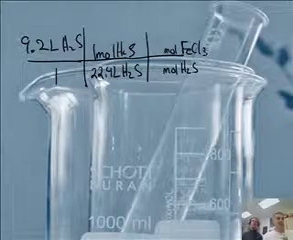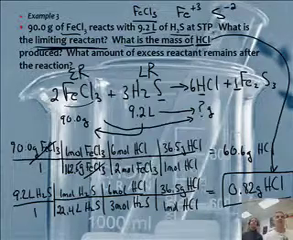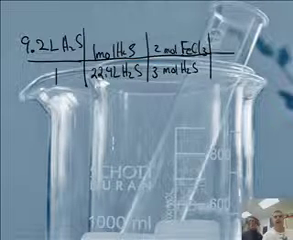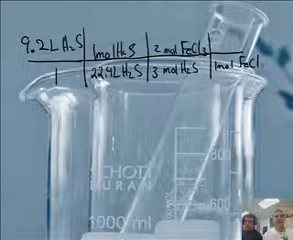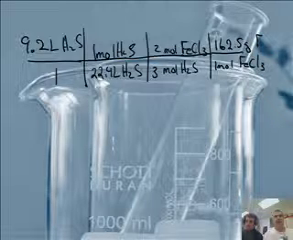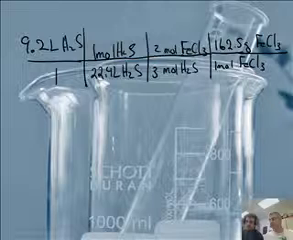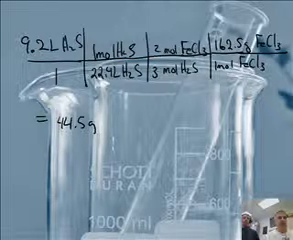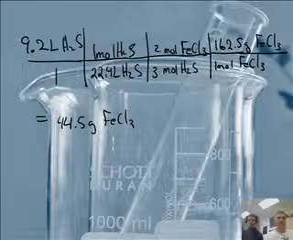Let's go back and look. It was 2 FeCl3 and 3 H2S. And the molar mass of FeCl3 is 162.5, wasn't it? I believe it was. 1 mole of FeCl3 is 162.5 grams of FeCl3. And we get 44.5 grams of FeCl3.